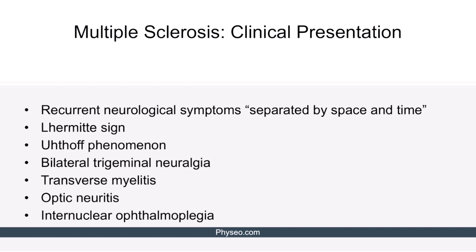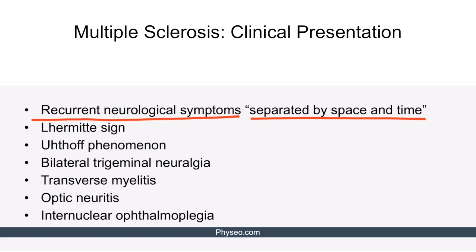Patients with multiple sclerosis classically present with recurrent neurological symptoms that are separated by space and time. That's important to remember. In other words, they may have recurrent episodes of transient sensory deficits, fatigue, or motor symptoms that resolve within a few weeks, only to come back several months later, or even years later. So, separated by time. Additionally, the range of symptoms is usually wide enough that it's hard to explain all of them by a single lesion in the central nervous system, so separated by space.